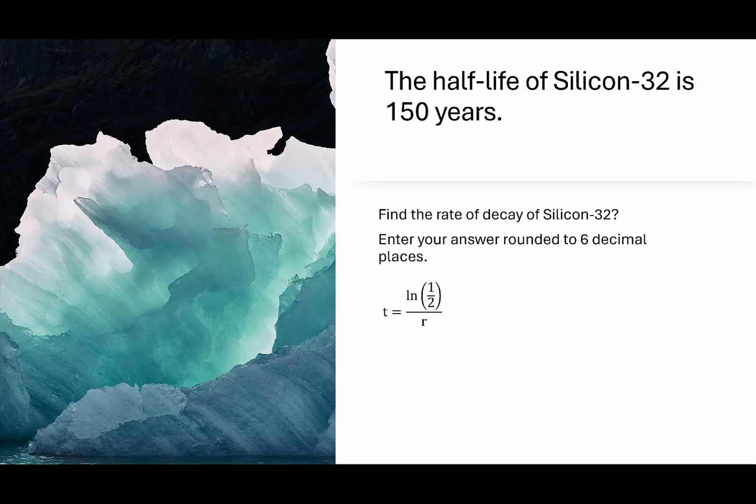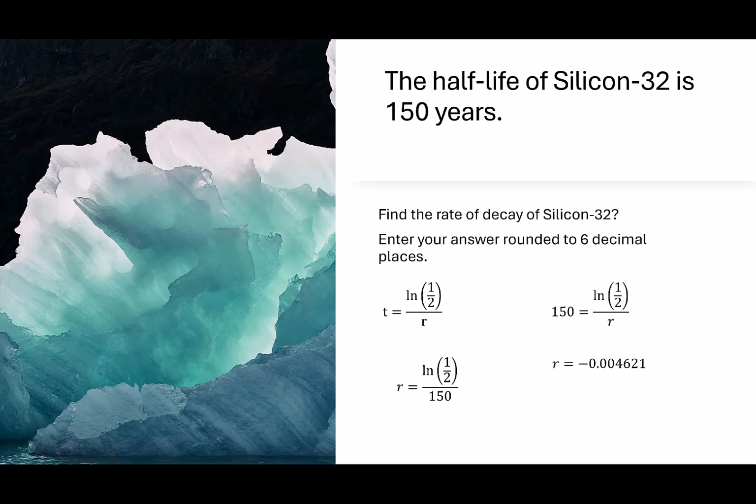The formula we use for the half-life is T is equal to the natural log of 1/2 divided by R. Here, T is our half-life in years and R is the rate of decay. Let's plug in our 150 for the value of T. Now that we have 150 is the natural log of 1/2 divided by R, we can just rearrange our equation in terms of R. That says R is equal to the natural log of 1/2 over 150.